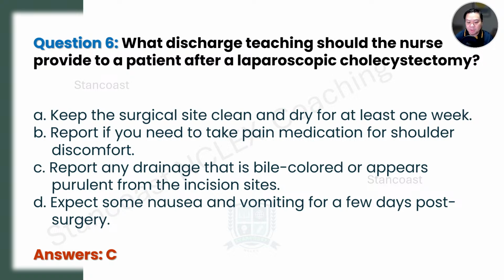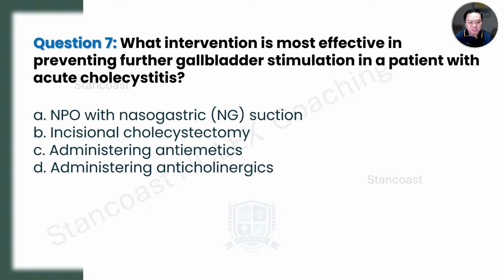Alrighty. Let's move into our next test question, number 7. What intervention is most effective in preventing further gallbladder stimulation in a patient with acute cholecystitis? A. NPO with nasogastric suction. B. Incisional cholecystectomy. C. Administering antiemetics. And D. Administering anticholinergics.